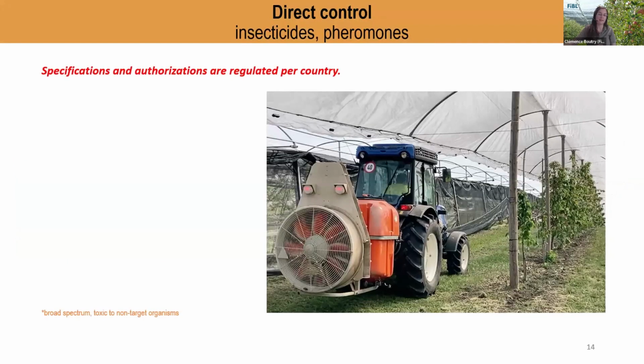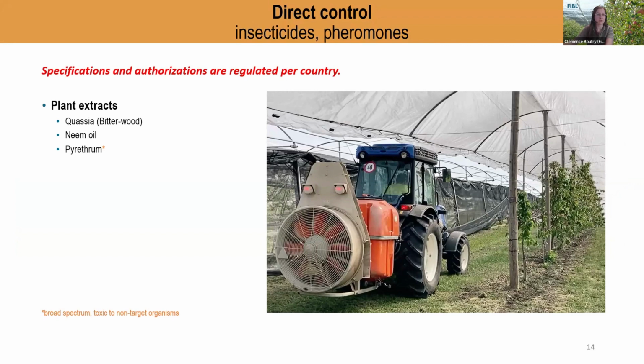And then to the last instance, direct control with plant protection products. Here you have to look at the specifications and authorizations per country, because it's regulated per country. Of course, you can have regulations on EU level, but then each country can have even more strict regulations. Here are some examples of categories of plant protection products.